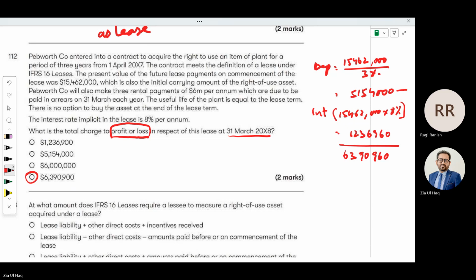Because payments are in arrears, this means PV of lease initial plus interest less payment. So for the complete year, first year interest before payment, we can calculate. Even we don't need to move into that chart.